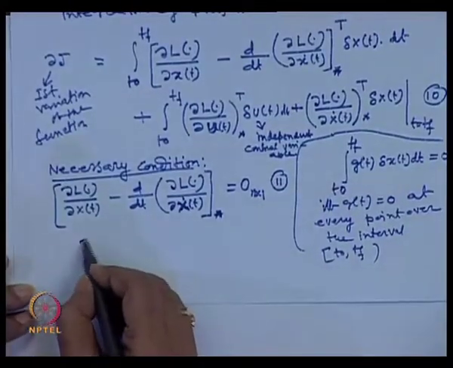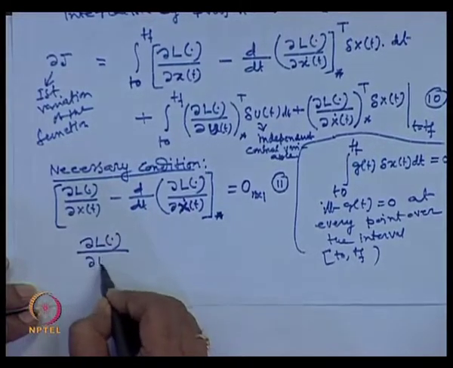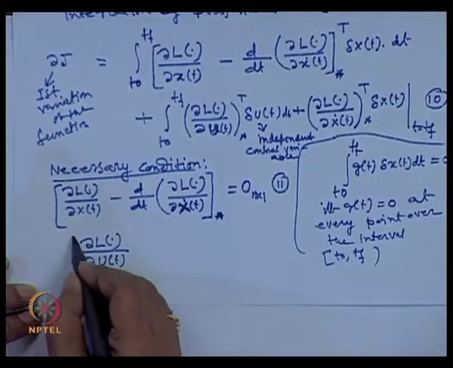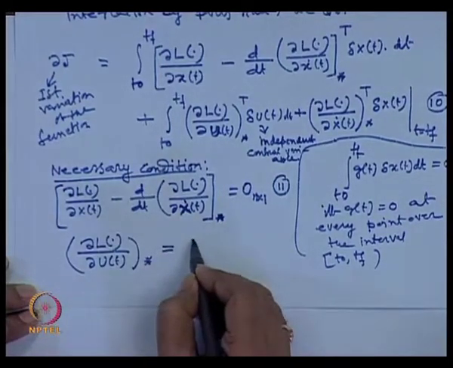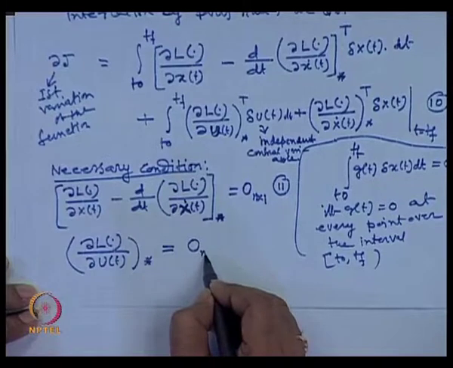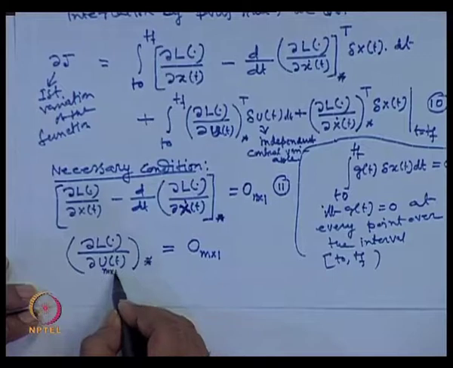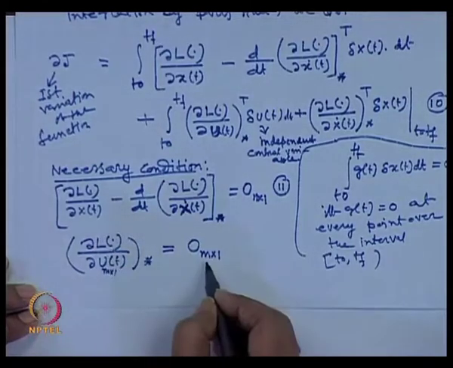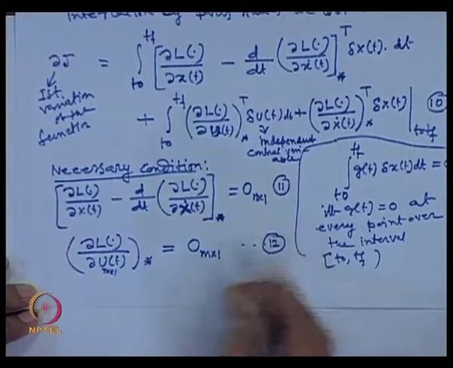So, the next condition is del L dot del u of t, computed along the trajectory. If you do it, this will be 0, whose dimension is m cross 1, because u's dimension is m cross 1 and I am differentiating with respect to a scalar quantity. So, that will be m cross 1. Let us call this equation number 12.